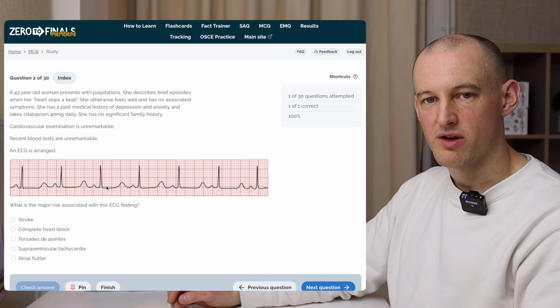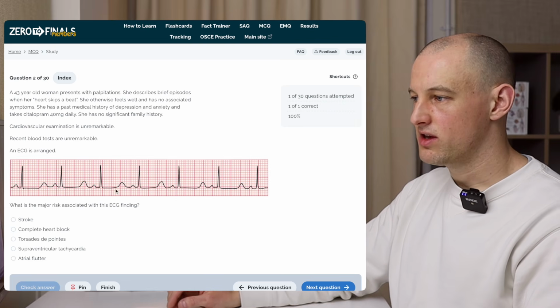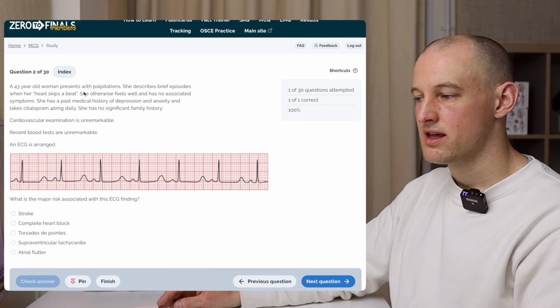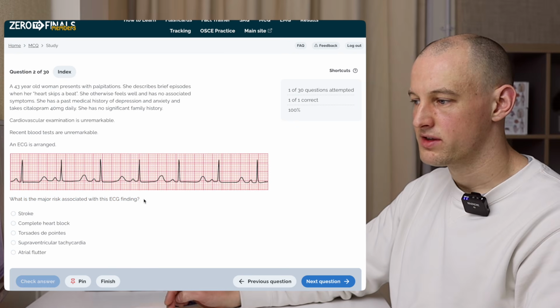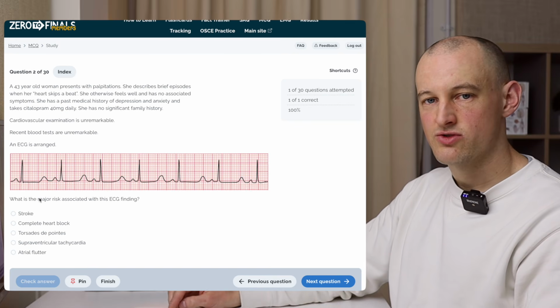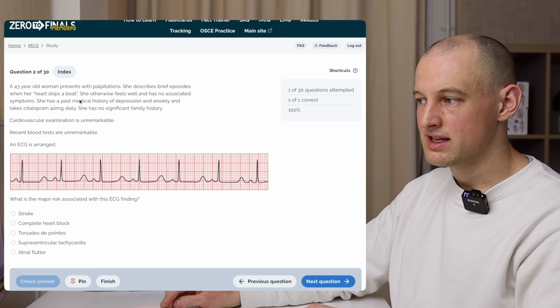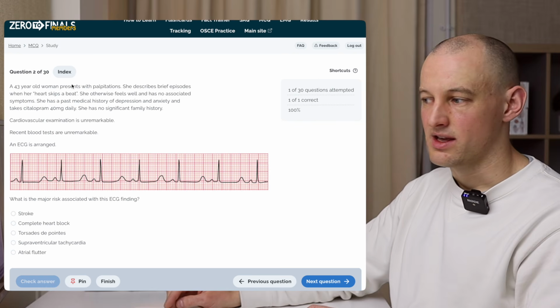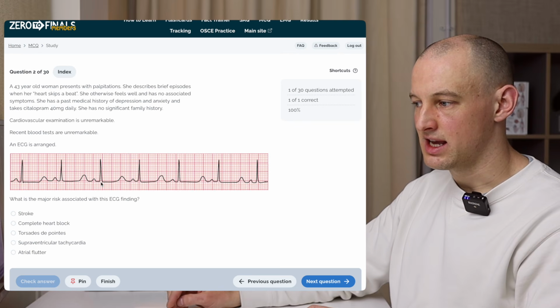Here's a little tip for you when you're answering multiple choice questions, particularly in exams. If the question comes up like this, the first line to read of the question is the actual question. So, what is the major risk associated with this ECG finding? If you go straight to what the question is asking, often you can skip a lot of this information. So because it's asking specifically about this ECG finding, and you look at the ECG and you see, wow, that T wave is a long way off.